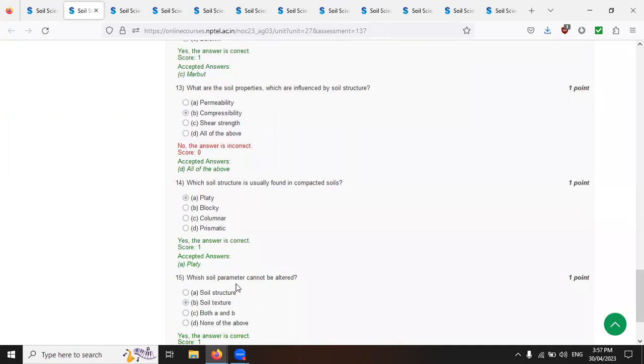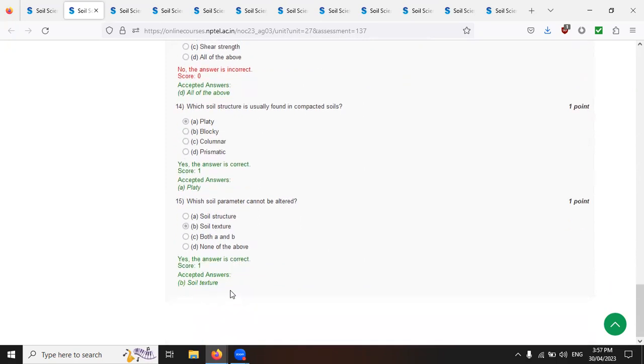Which soil parameter cannot be altered? Soil structure, soil texture, both A and B, or neither can be altered. So which one can you alter? Can you alter the structure? No, not really. Can you alter the soil texture? Actually, you can alter the structure, and the texture is what it's made up of. So is it sand, silt, or clay? Can you alter that texture? Not really. So it's soil texture.